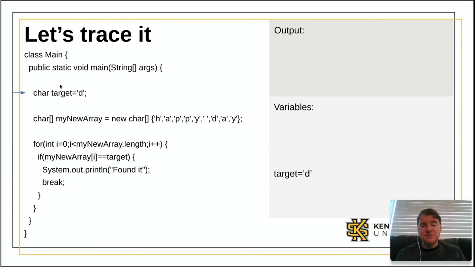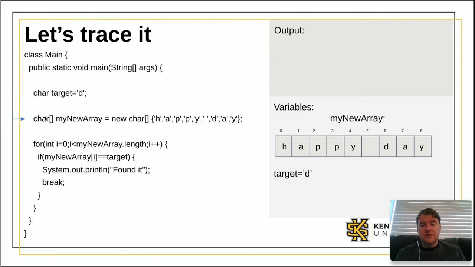So we're starting at main as always, and we create a target which is equal to D, and then we create an array that has all of the values in it. You can see it's cell 0 through cell 8, and it's called my new array. And then we're going to go into our loop.